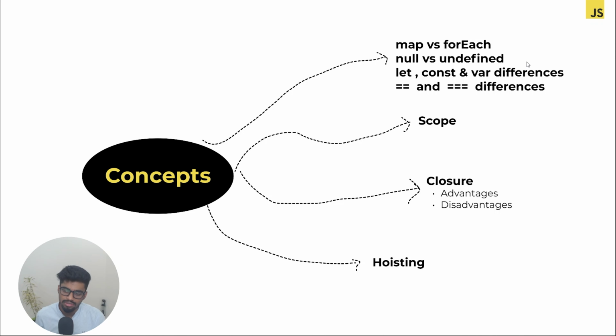So let, const and var: with the introduction of let and const in ES6, and var from pre-ES6, there are a lot of differences between them, right? With hoisting and other differences, right? So you have to understand that as well. Double equals, triple equals, how they differ when comparing or using them, right?